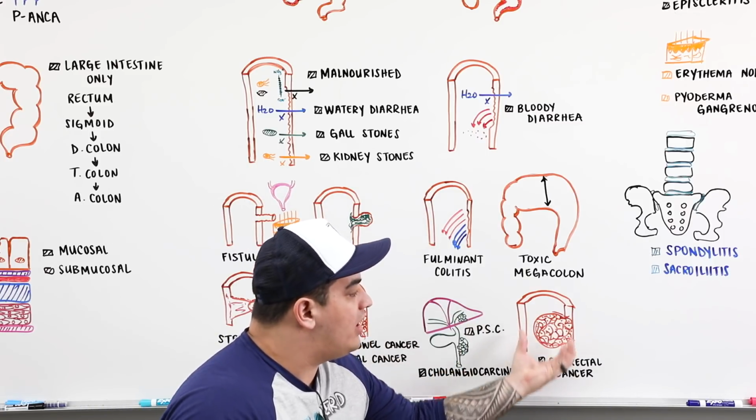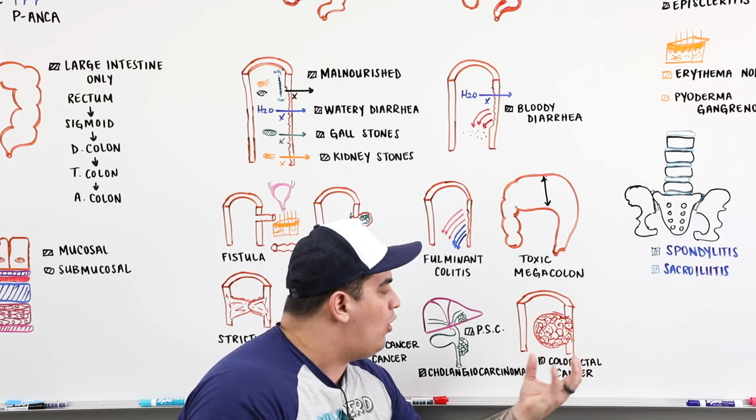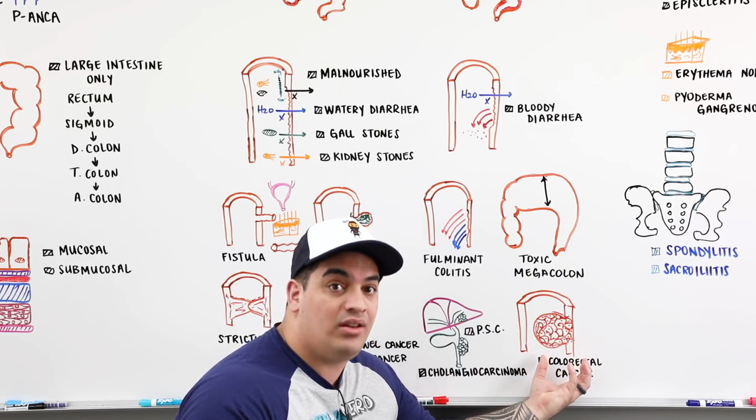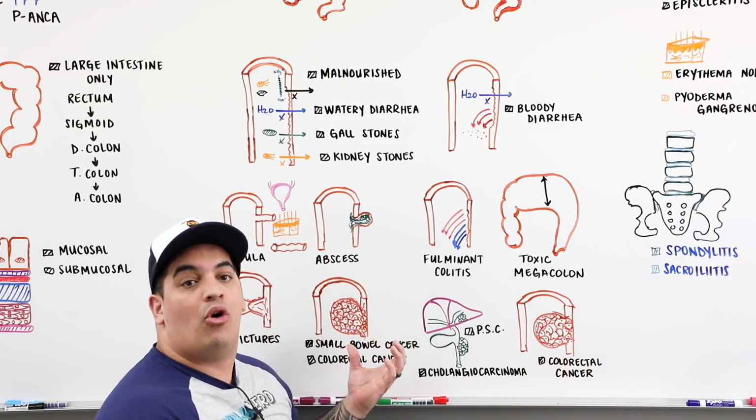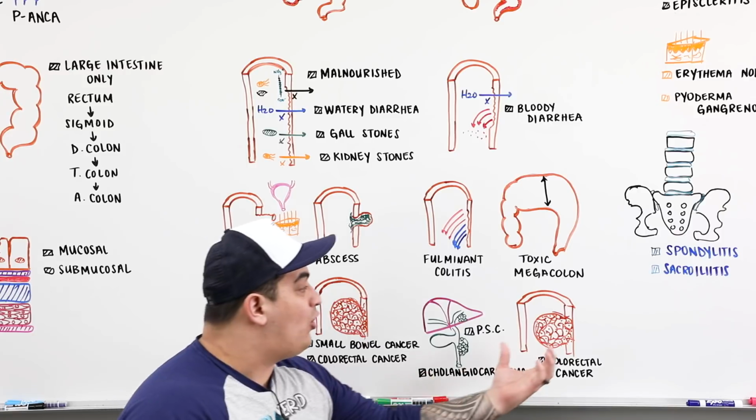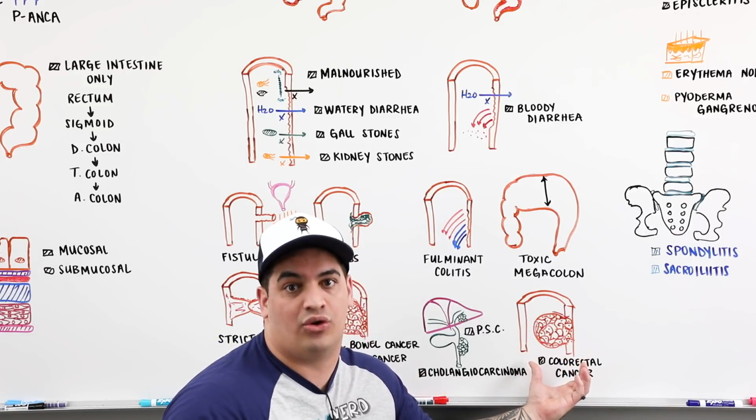Last but not least, because UC involves primarily the large bowel and does not involve the small bowel, it only increases the risk of cancer, particularly confined to the colon. So colorectal cancer only in UC, not small bowel, in comparison to Crohn's. And colorectal cancer has a higher risk in patients with UC in comparison to Crohn's disease.